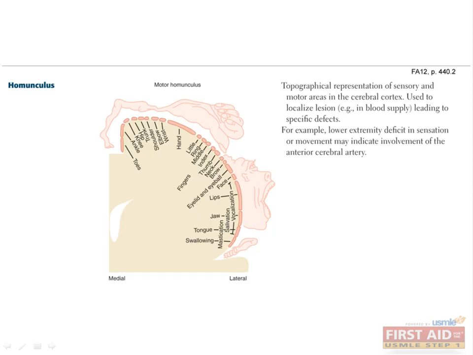The homunculus is basically a map correlating an area of the brain to the body part it corresponds to. There is both a motor homunculus along the precentral gyrus and a sensory homunculus along the postcentral gyrus. It's not correlated to the size of the organ, but rather to the amount of brain tissue devoted to controlling a particular area. That is why certain areas, like the hands or the face, are disproportionately large. Generally, just remember that the legs are medial, the hands are in the middle, and the face is most lateral.